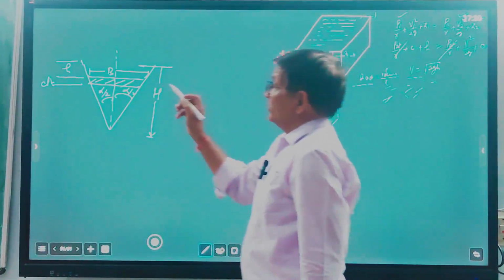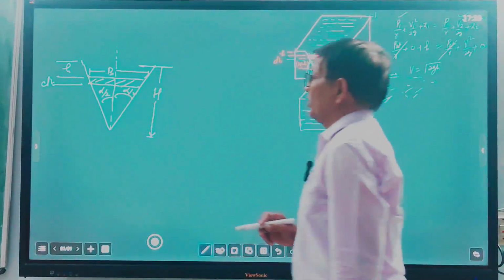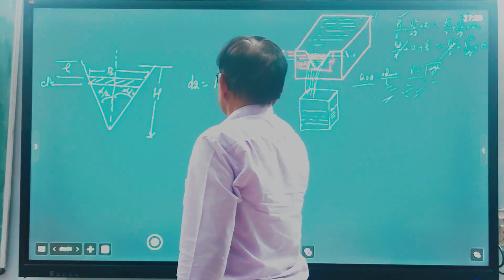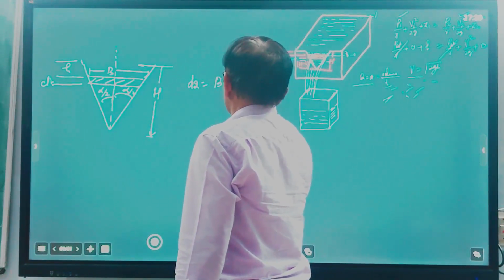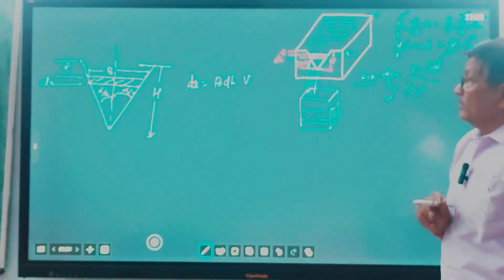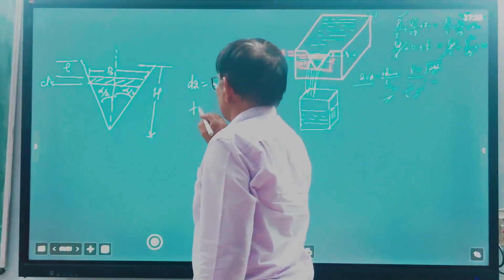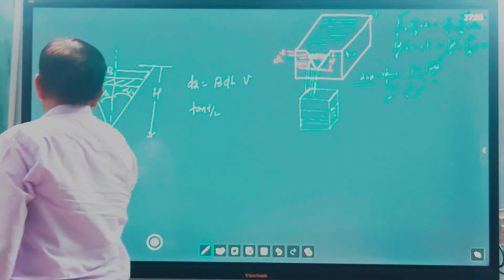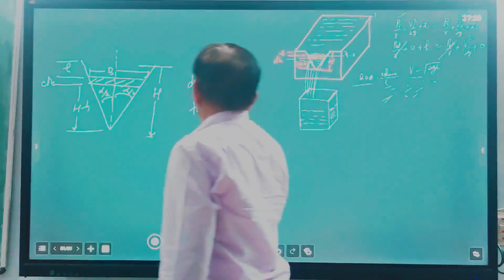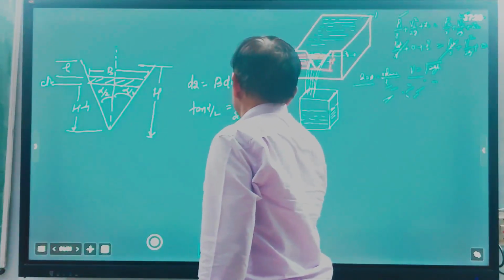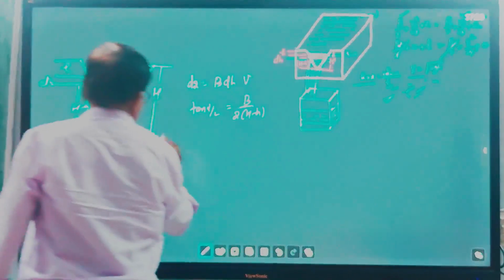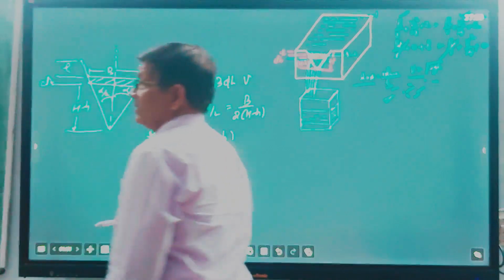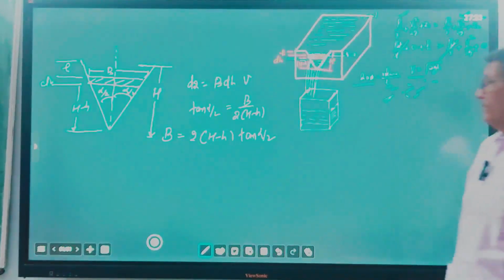What is the discharge rate from this layer? dQ equals b dh into velocity V. We know tan alpha by 2 equals b by 2 upon H minus h. So b equals 2 into H minus h into tan alpha by 2.